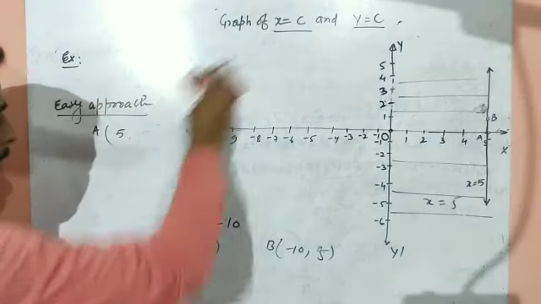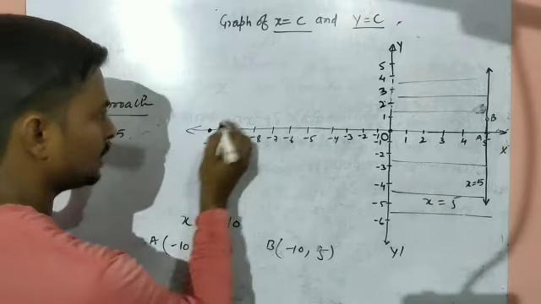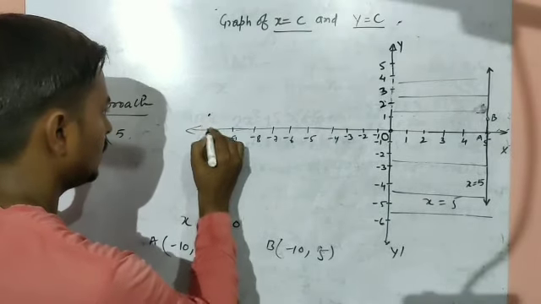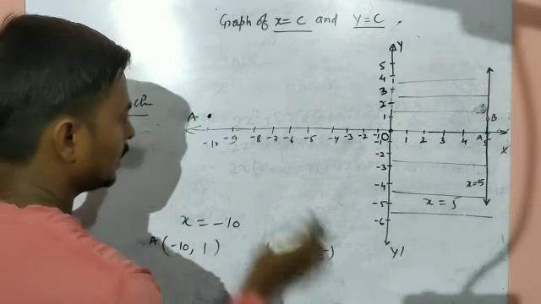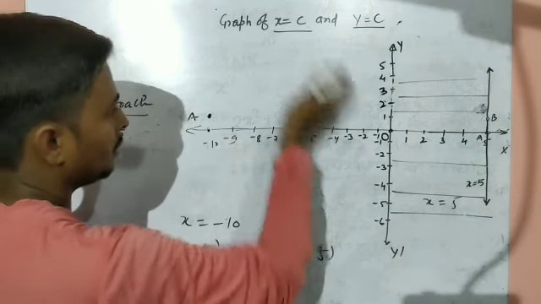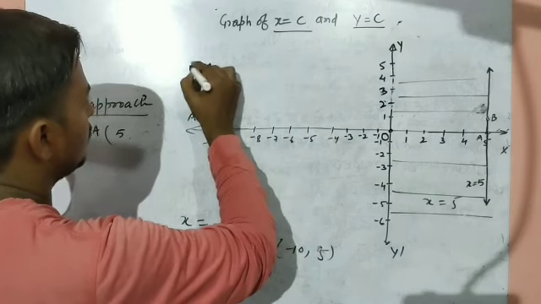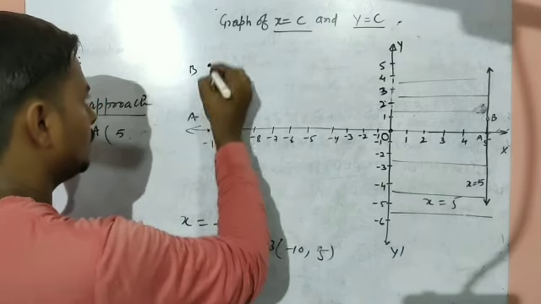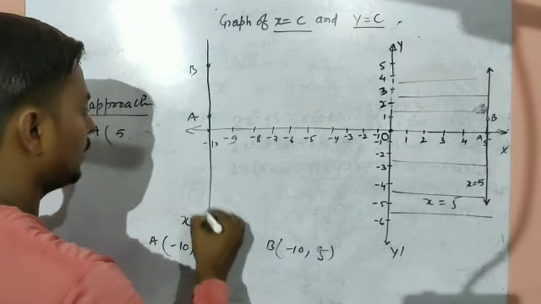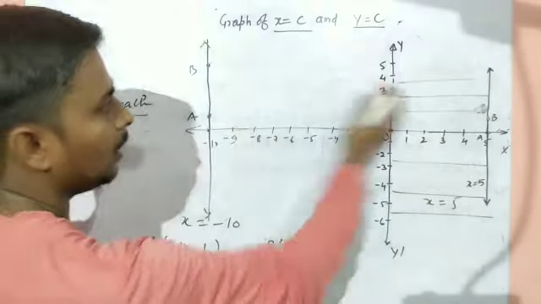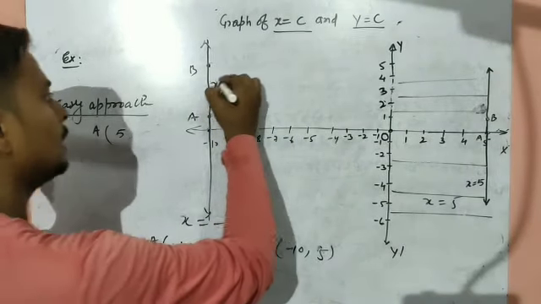So what will the graph be? -10 comma 1: x is -10, y is 1, means we have reached here. This is our point A. And -10 comma 5 means that will be here, so this is B. Now when you join these, it will again be parallel to the y-axis. This line will be x is equal to -10.